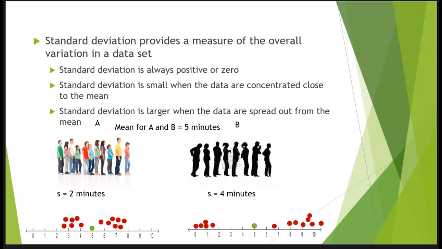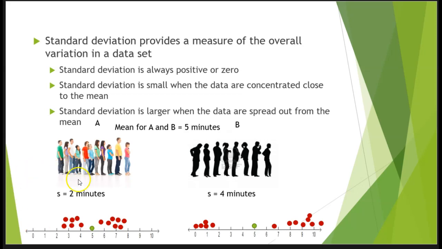It's always positive or zero, and when it is small, that means the data are concentrated close to the mean. And when you have a standard deviation that is larger, then the data are spread out from the mean. So suppose that we are studying the amount of time customers wait in line at the checkout at supermarket A and supermarket B.